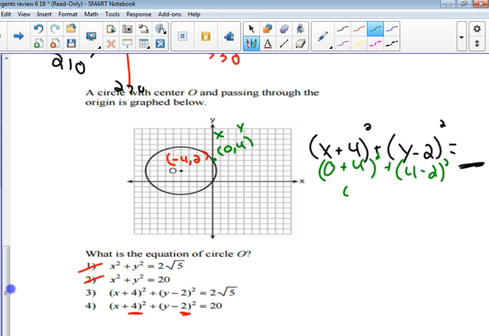So 0 plus 4 is 4, squared is 16. Good job. 2 squared is going to be 4, which gives us 20. So that already gives you r squared. By doing it this way and subbing them back in, you already get what r squared equals. That automatically gives you the formula.